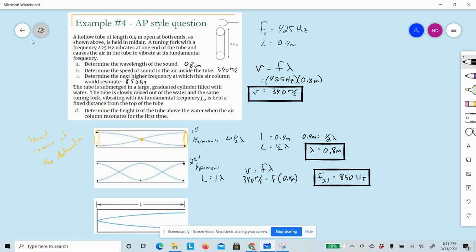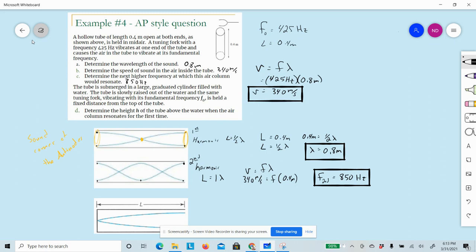And last scenario. Now, the tube is submerged in a large graduated cylinder filled with water. The tube is slowly raised out of the water, and the same tuning fork vibrating with its fundamental frequency, 425 hertz, is held a distance from the fixed tube to determine the height.